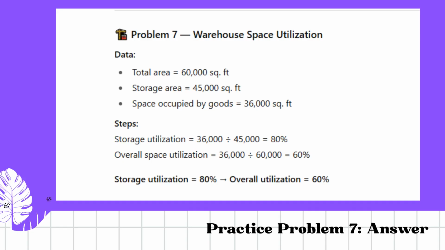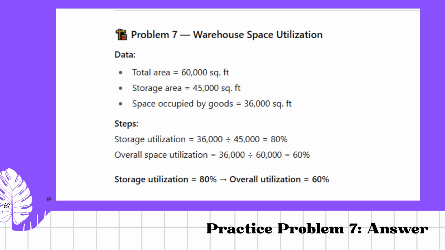Problem 7. Warehouse space utilization. Data. A warehouse has a total area of 60,000 square feet. Of that, 45,000 square feet are used for storage, and the remaining space is used for offices, docks, and aisles. Currently, 36,000 square feet of storage space is filled with goods. We need to calculate both the storage utilization and the overall space utilization.